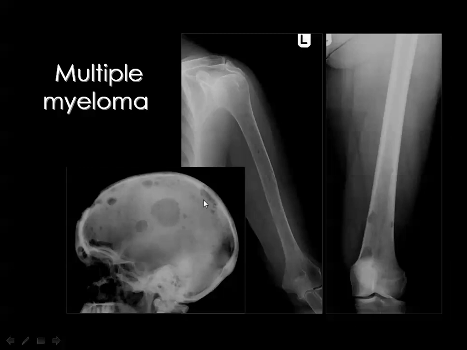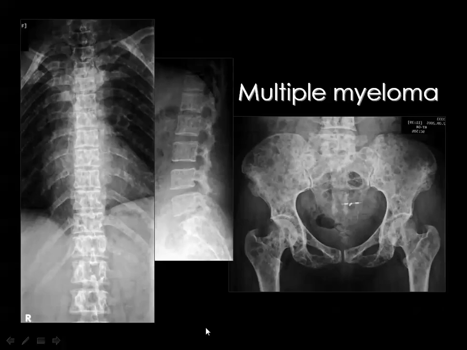And if you see lesions like this, you are in the differential diagnosis between myeloma and metastasis. And if you know the primary malignancy, this will help. If the lesions are mixed, sclerotic and lytic, this will help. If the lesions have a good extraosseous soft tissue component, this will help. It is in favor of metastasis rather than multiple myeloma.